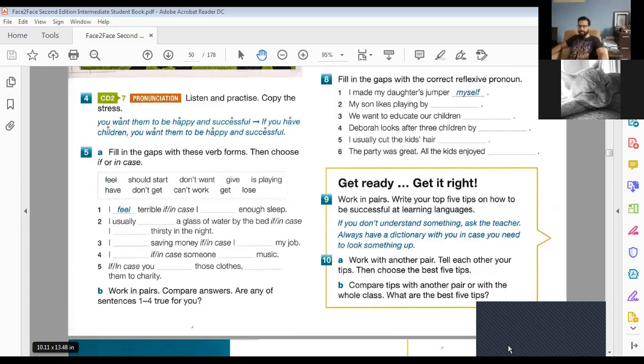They don't develop in other ways. If children study all the time, they don't develop in other ways.